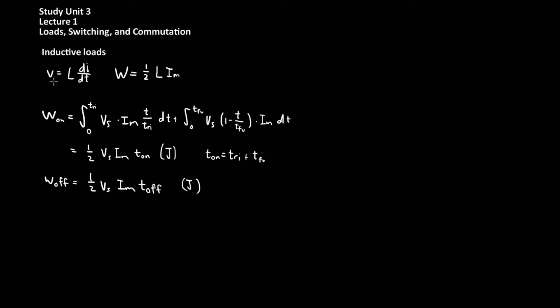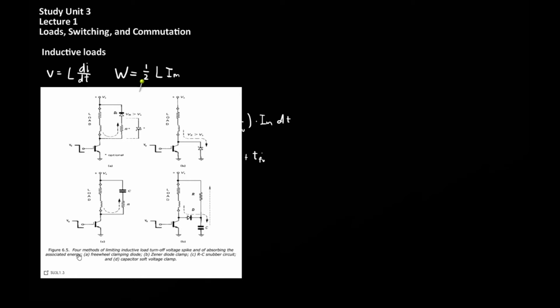For an inductive load, the voltage which is created over an inductor as the current changes as a function of time is given by V equals L di dt. The energy stored in the inductor is also simply half L multiplied by the maximum current squared through the inductor if the inductor is not in saturation. Note that these values do not actually take the supply voltage into account. What this means is that the voltage which is generated across the inductor can be much higher than the supply voltage, and this high voltage can damage devices in the circuit.